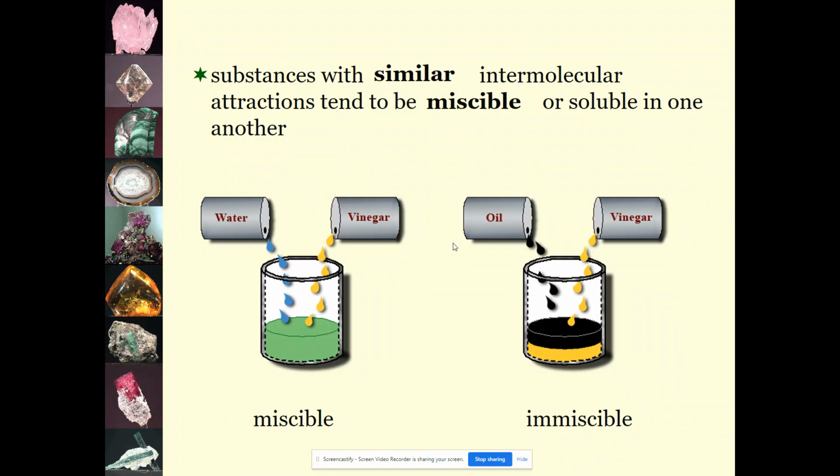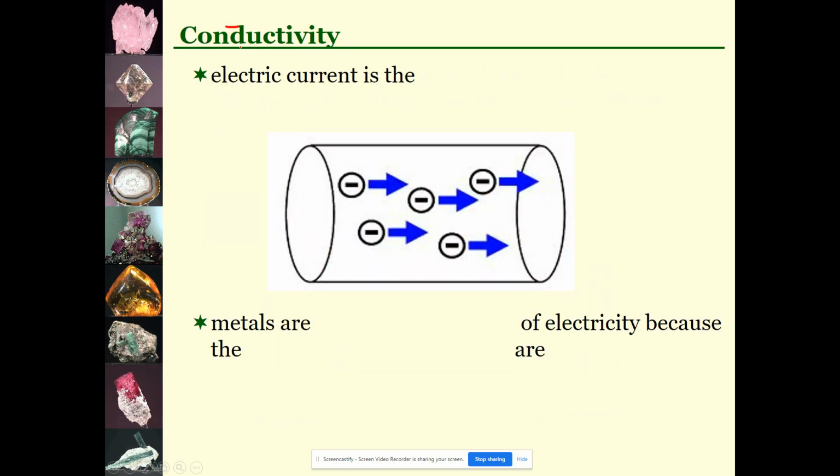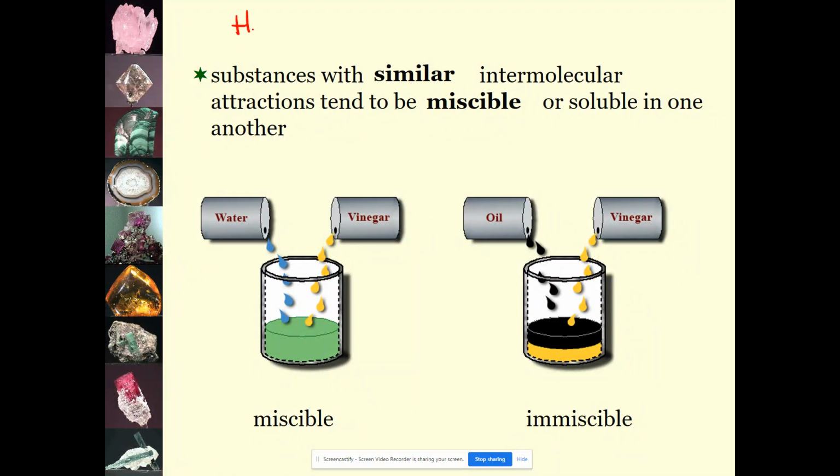Also of important note is that you may have heard the saying "like dissolves like." So if you want to find if something is soluble in something else, and there will be a question like that on your test, you're asked if something is soluble in water. We know that water, H2O, is polar, so it has London dispersion, dipole-dipole, and it has hydrogen bonding because H is bonded to O.